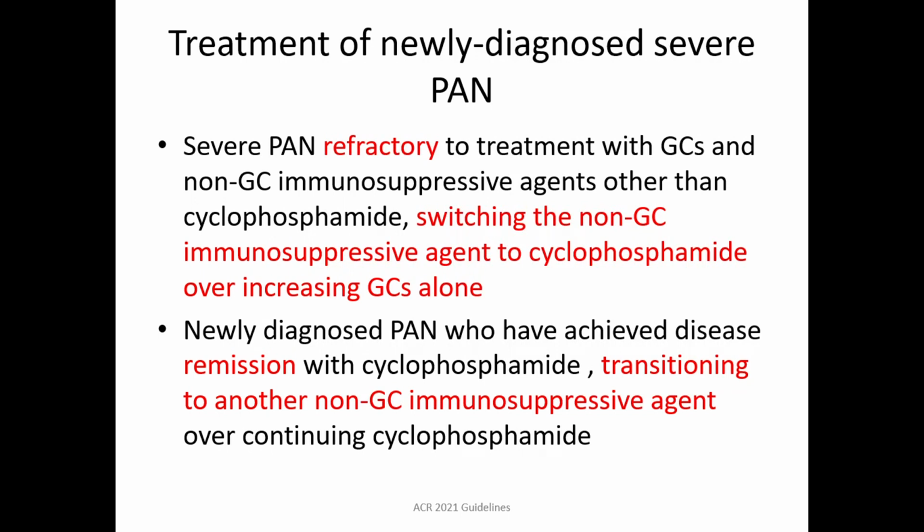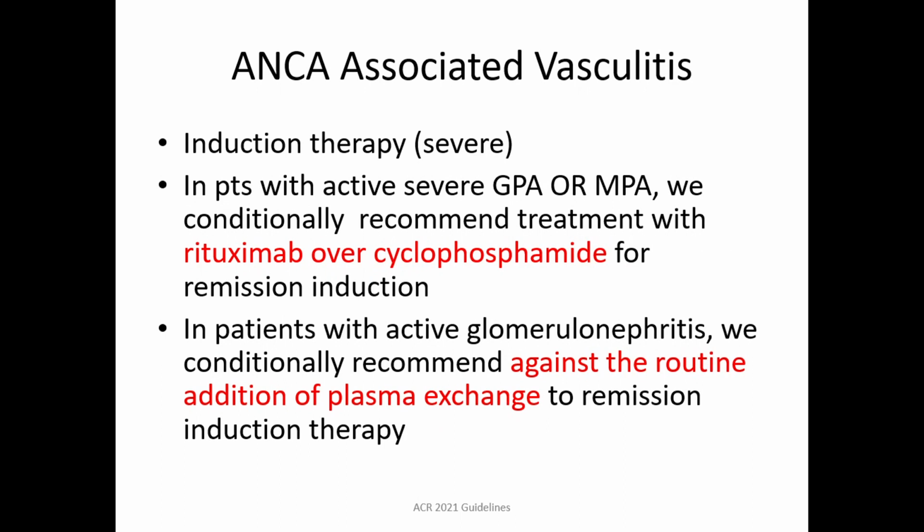In refractory cases, switching the non-glucocorticoid immunosuppressive agent to cyclophosphamide or increasing steroid alone is advocated. And then if your patient has got cyclophosphamide, you'll be thinking to switch them over to other non-glucocorticoid immunosuppressive medications rather than continuing cyclophosphamide. This one now, the important one. Obviously we use a lot of steroids, but if your patient has active severe granulomatosis with polyangiitis or microscopic polyangiitis, the ACR conditionally recommends treatment with rituximab or cyclophosphamide. So the first biologic that you should be thinking about would be rituximab for remission induction.